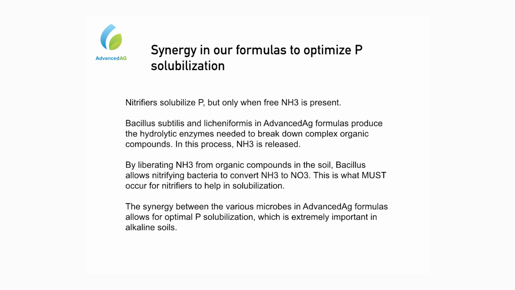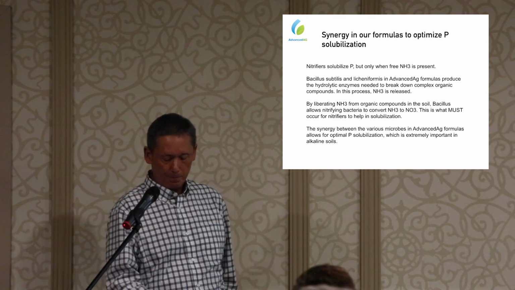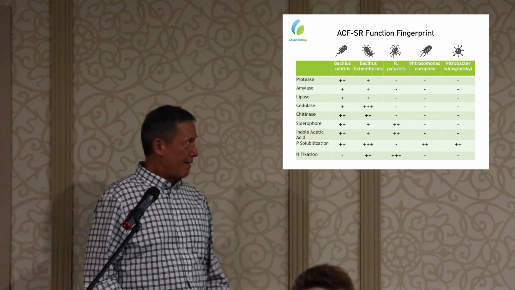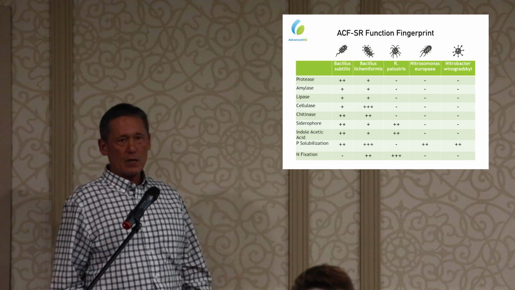But there are many species that can do that, but we make sure that we have a defined rate at which we can break down the insoluble phosphorus and make it bioavailable. So we're adding that function into the soil. So having said all that, here's what we consider our function fingerprint.